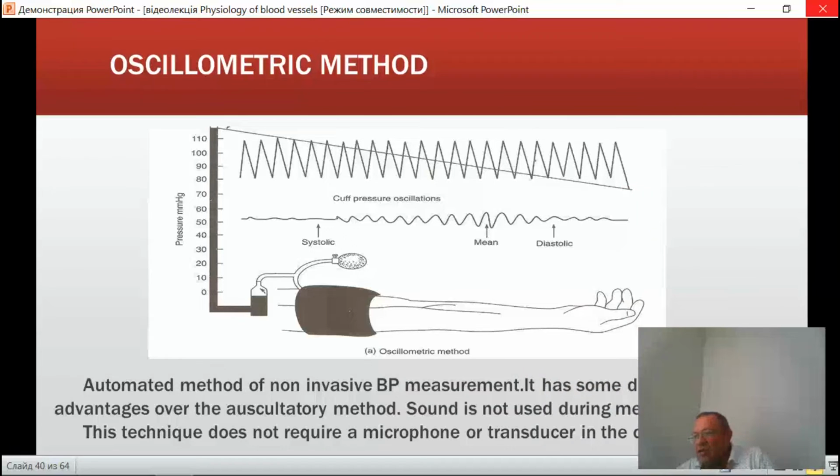On the scheme you can see oscillometric methods, automated methods of non-invasive blood pressure measurement. It has some distinct advantages over the auscultatory method. Sound is not used during measurement. This technique does not require a microphone or transducers in the cuff.